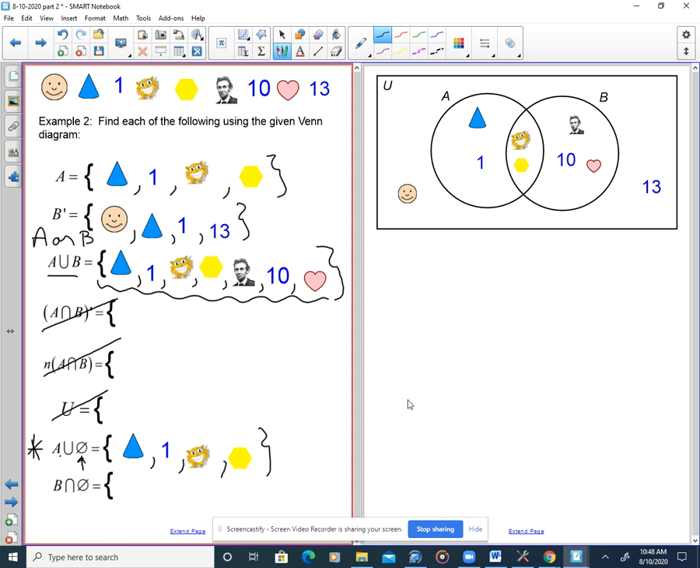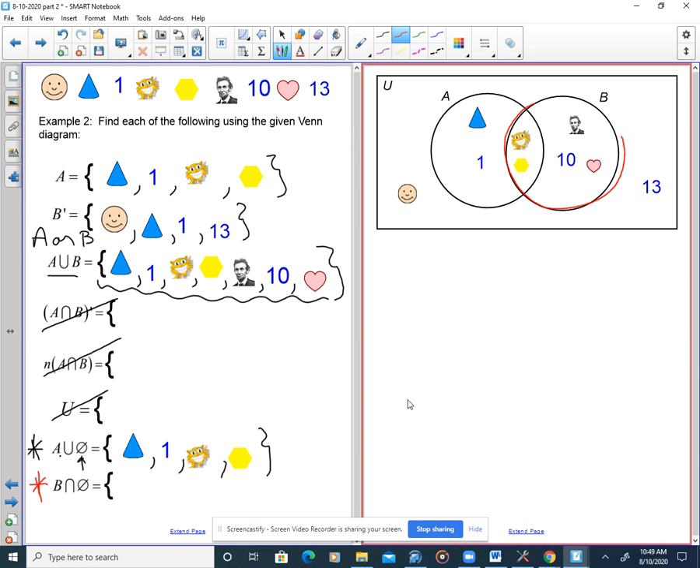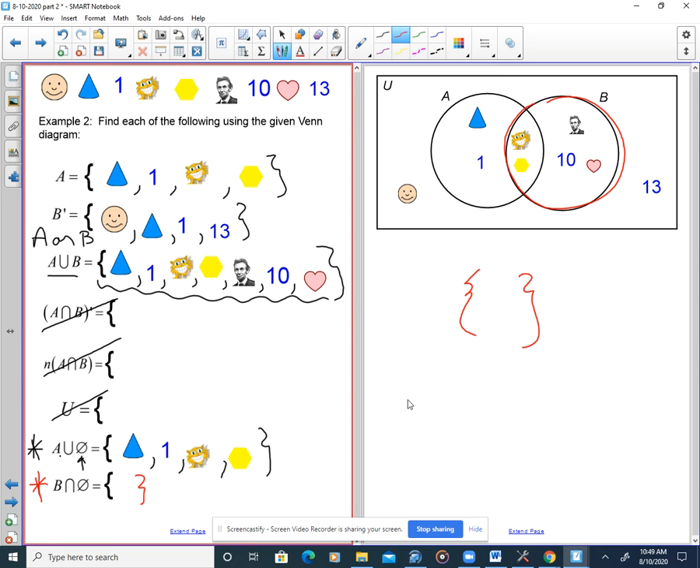All right, let's look at the last one. It says B intersect with the empty set. So you got to look at B. Look at what's in B. Well, here's what's in B. Look at what's in the empty set. Well, here's the empty set. What elements do B and the empty set have in common? They have no elements in common, because the empty set has no elements. So B intersect with the empty set would be just the empty set. That would be your answer. The answer would be this set, which is the empty set.